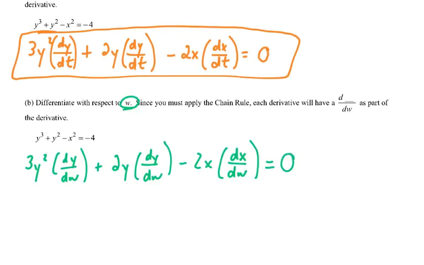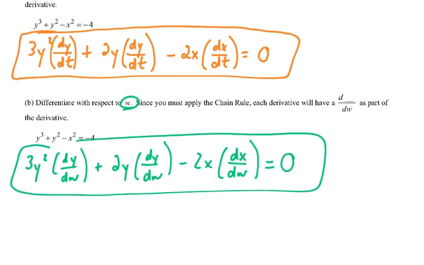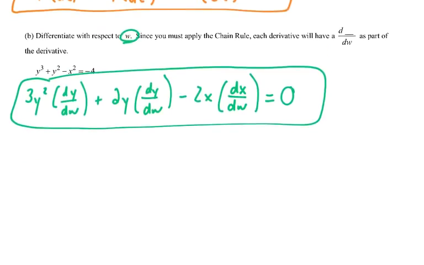equals 0 again. So it's the same equation, but now my derivatives are different because this is with respect to w, or whatever the application situation could be, and this is with respect to time. Now, like I said, this is going to make more sense when we apply it, so don't get too bogged down in it just yet, but you do need to recognize how we use this, okay?